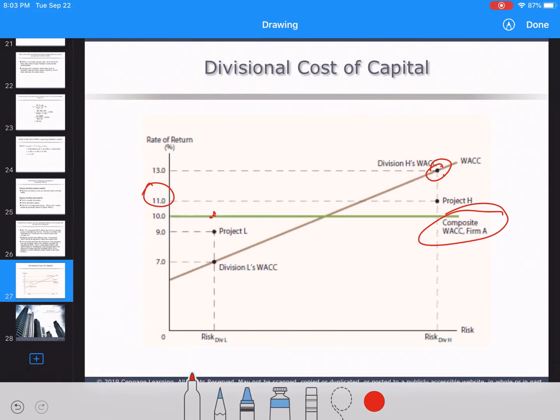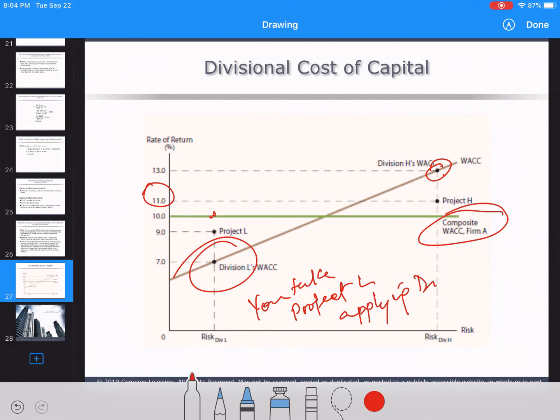You should look at the divisional cost of capital. So in this case, the divisional cost of capital is 7%. Okay? And the project is yielding 9%. You'll take project L. So if you apply the divisional cost of capital, you take project L.